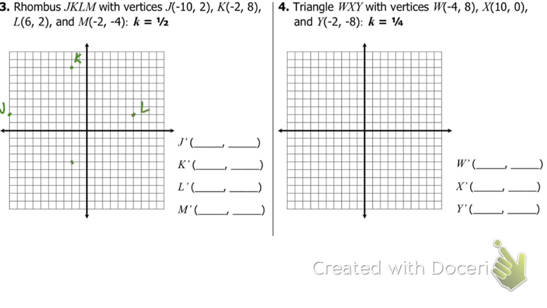This one's ginormous, isn't it? That looks like a diamond. Oh, that's a diagonal square. That's what a rhombus is.